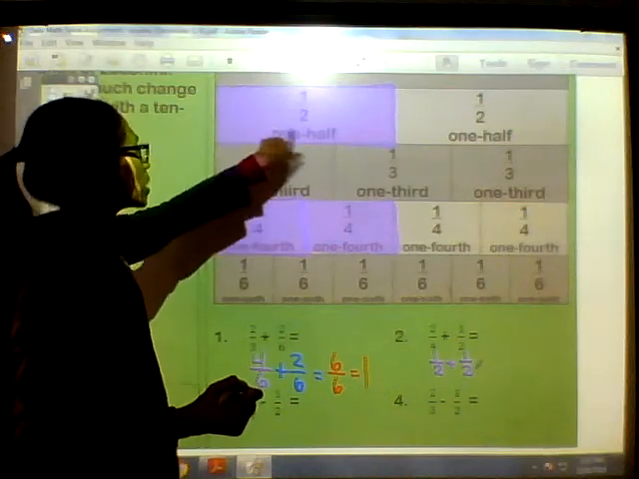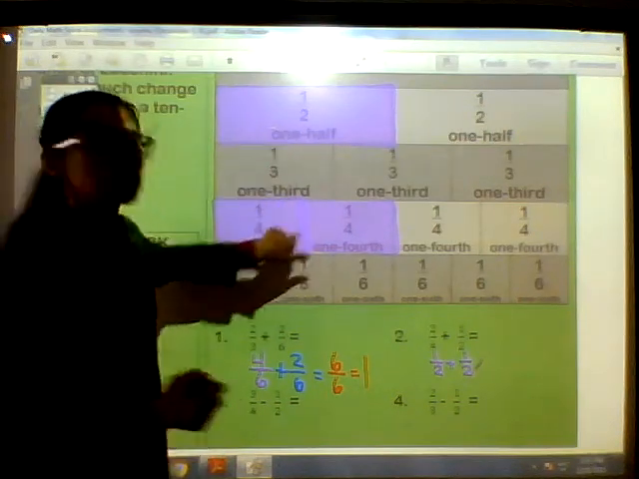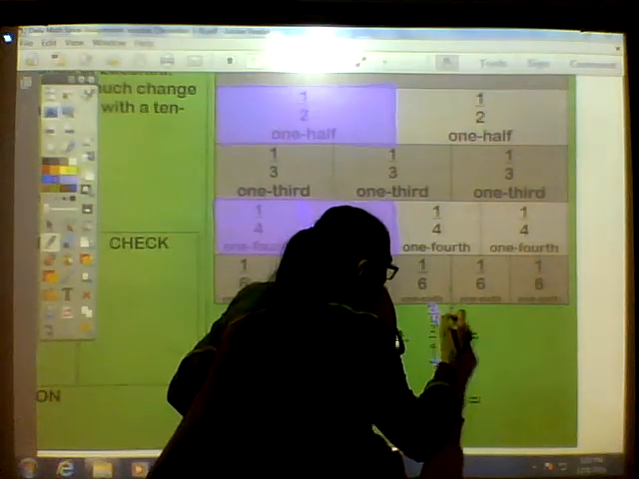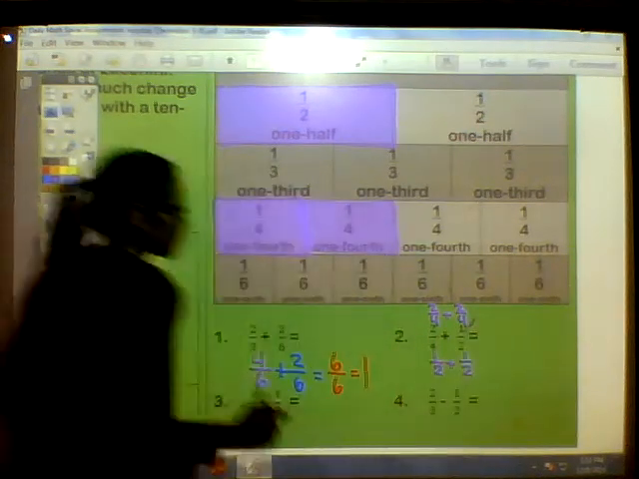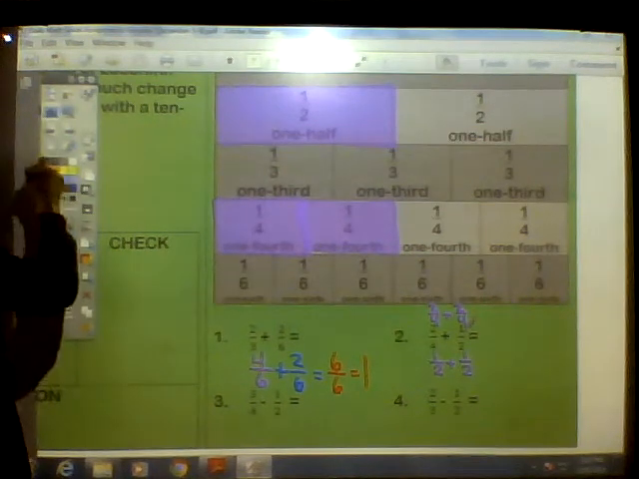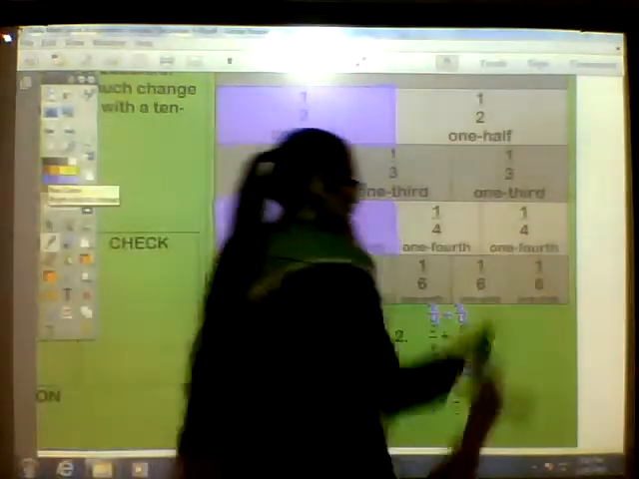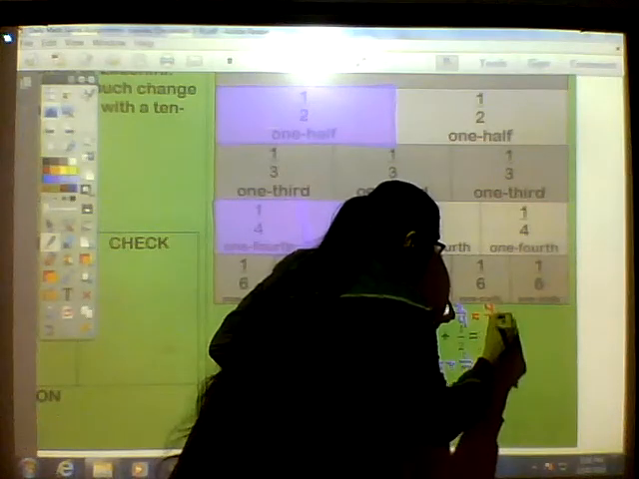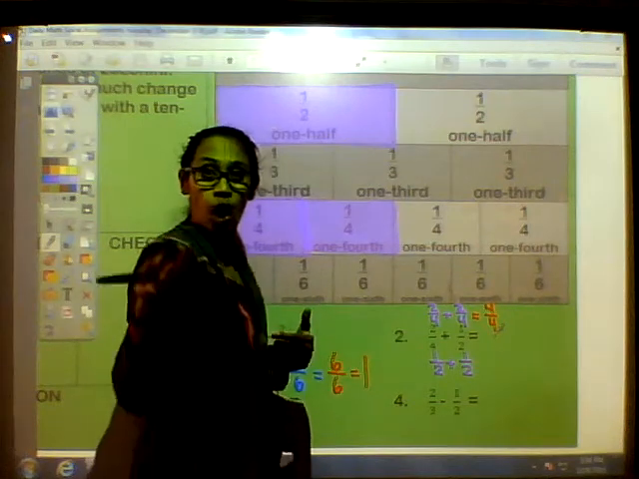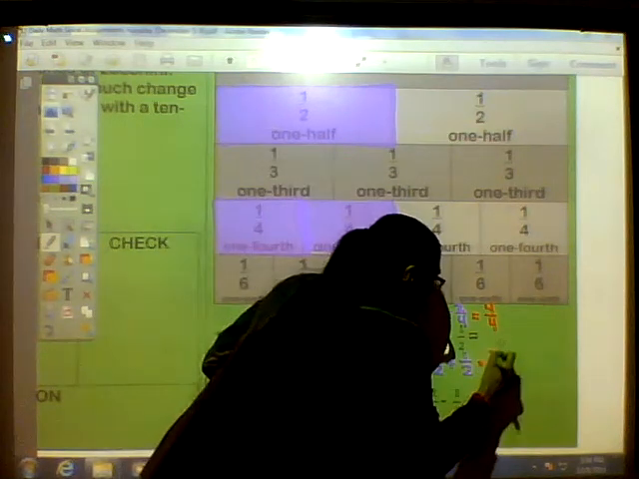Or we can write what? 2/4 plus 2/4. I'm going to write it on top. 2/4 plus 2/4. And what's 2/4 plus 2/4? Look, 2 and 2 makes what? 4/4. Or 1/2 and 1/2 would be 1/2, which is the same thing as 2 halves.